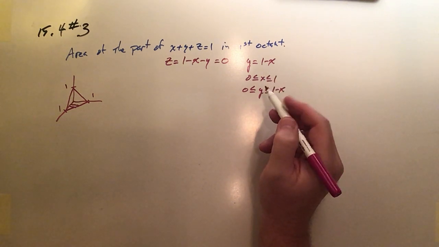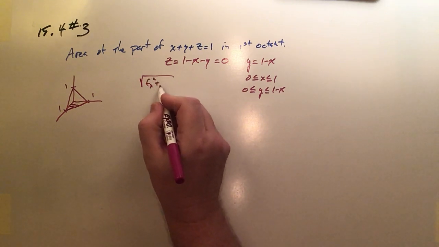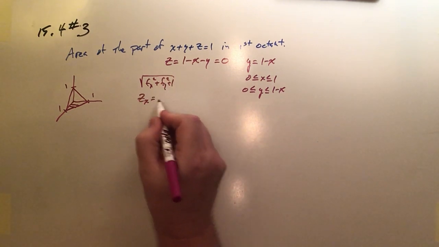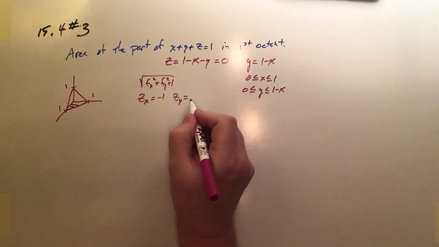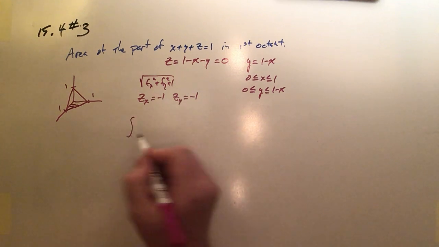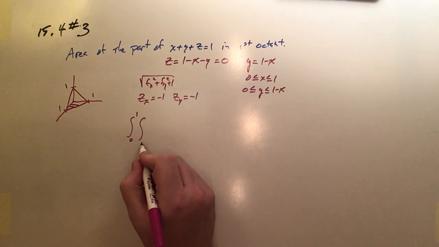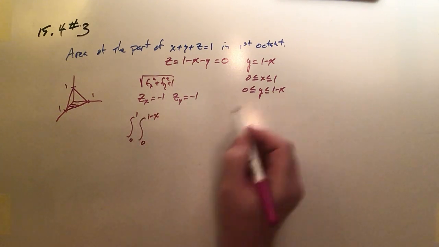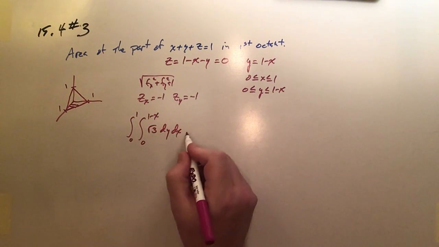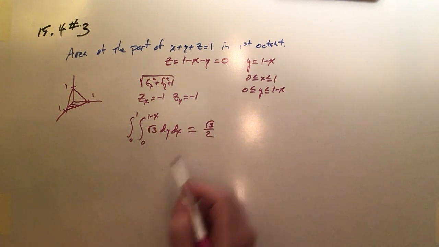What are we integrating? Again, we're integrating the square root of the function f_x squared plus f_y squared plus 1. So the partials of this, z with respect to x is -1, and z with respect to y is also -1. So these squared are just 1 plus 1 plus 1, or radical 3. So here's our integral. It'll be x on the outside, 0 to 1, integral from 0 to 1 minus x, and that's square root of 3 dy dx. Okay, and when you do all this, this isn't a particularly hard one. You get radical 3 over 2 as an answer to the double integral.